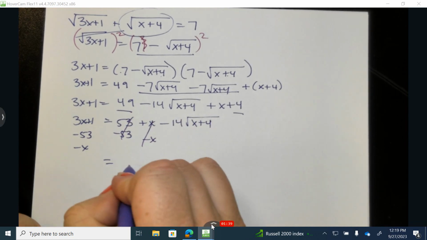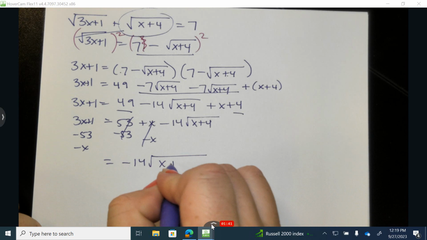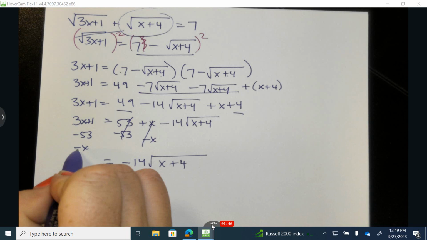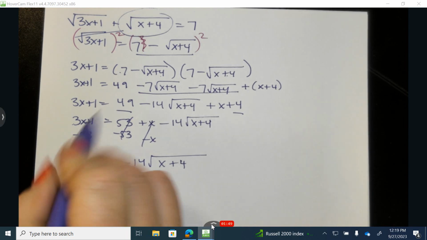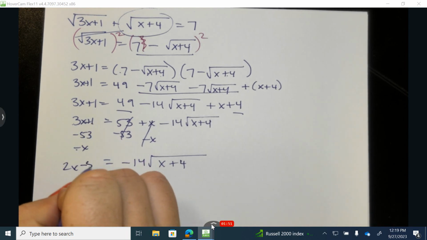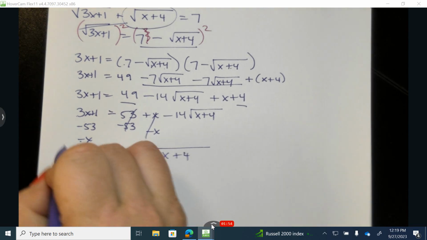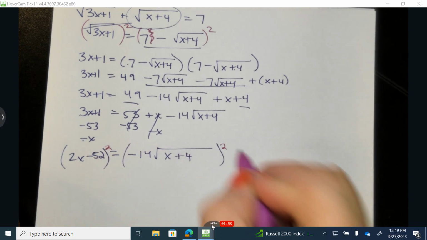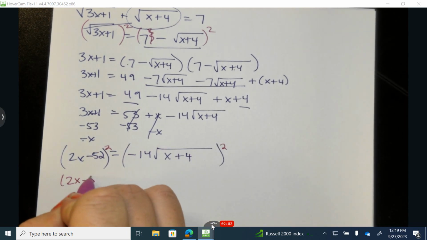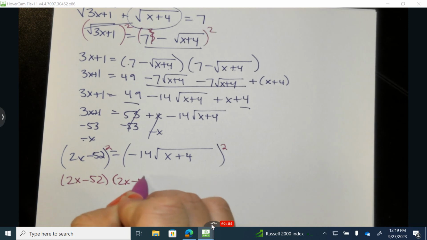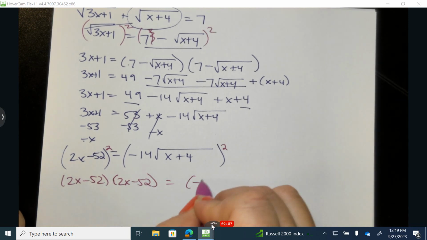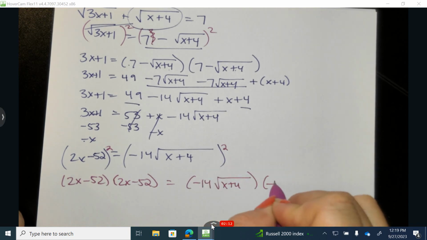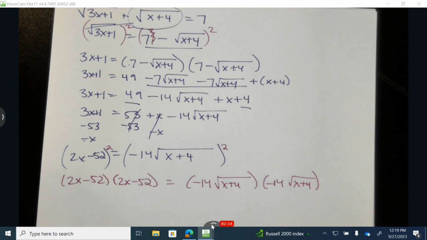So on the right-hand side, I have negative 14 times the square root of quantity x plus 4. On the left-hand side, 3x minus 1x is 2x, and positive 1 and negative 53 is negative 52. Now I'm going to square both sides. Squaring both sides means I'm going to take 2x minus 52 times 2x minus 52 equals, writing this down twice, negative 14 times the square root of x plus 4 times negative 14 times the square root of quantity x plus 4.